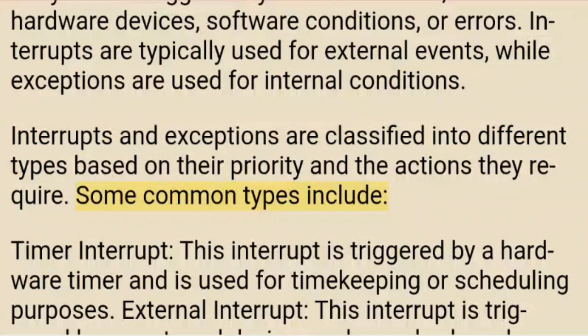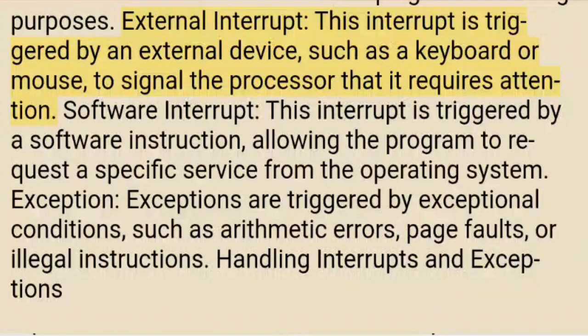Some common types include: timer interrupt. This interrupt is triggered by a hardware timer and is used for timekeeping or scheduling purposes. External interrupt. This interrupt is triggered by an external device, such as a keyboard or mouse, to signal the processor that it requires attention. Software interrupt. This interrupt is triggered by a software instruction, allowing the program to request a specific service from the operating system. Exception.